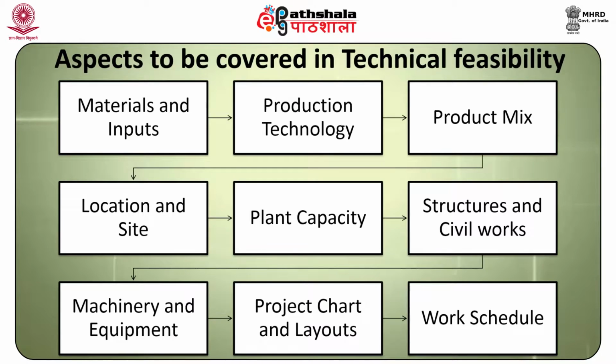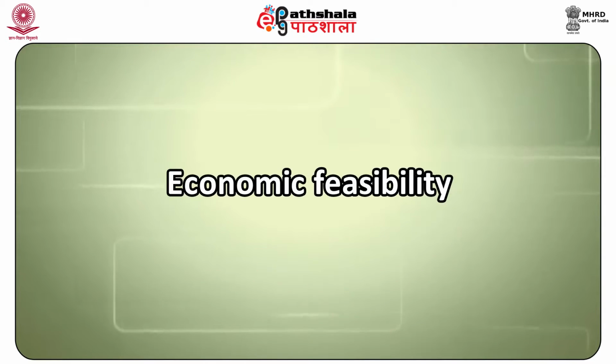A suitable technical feasibility should cover the following steps, that is: 1. Materials and inputs, 2. Production technology, 3. Product mix, 4. Location and site, 5. Plant capacity, 6. Structures and civil works, 7. Machinery and equipment, 8. Project chart and layouts, and 9. Work schedule. What is economic feasibility?